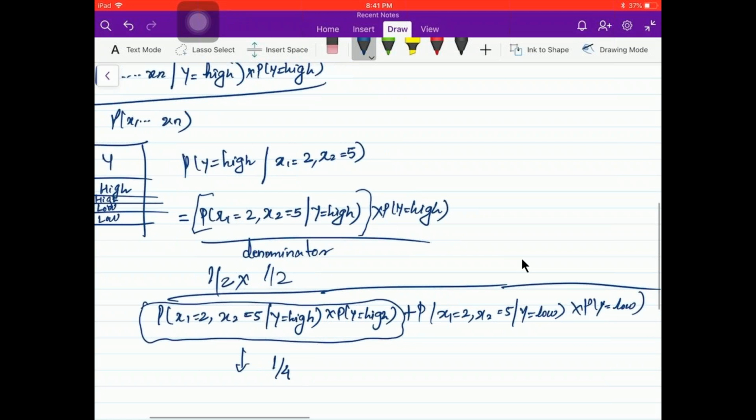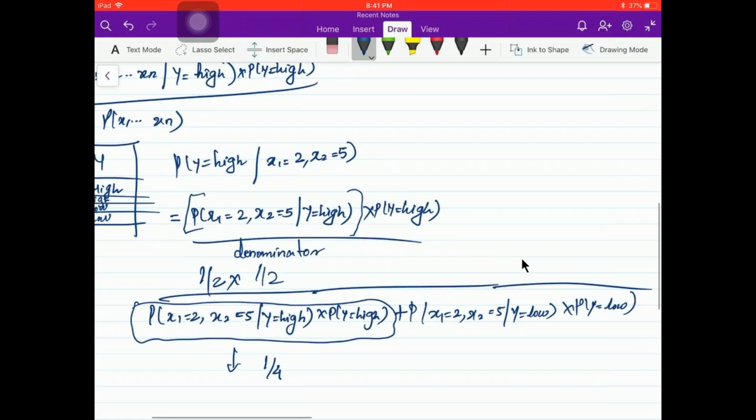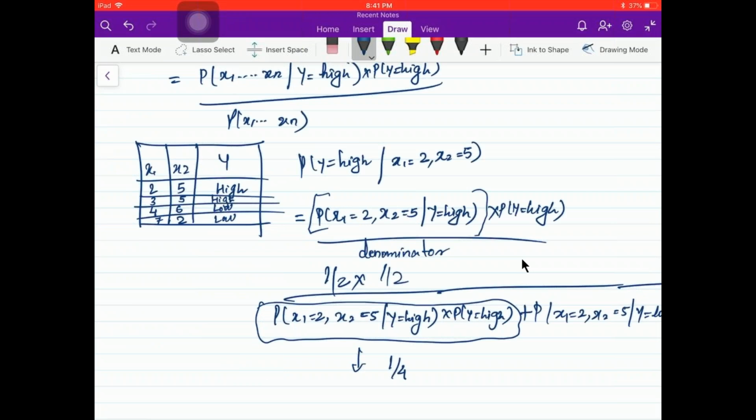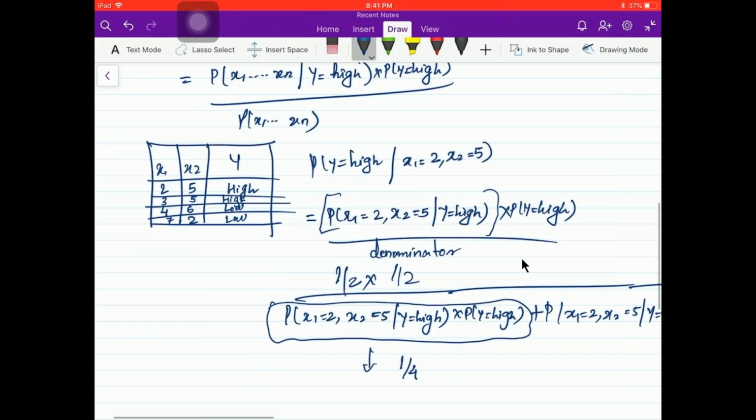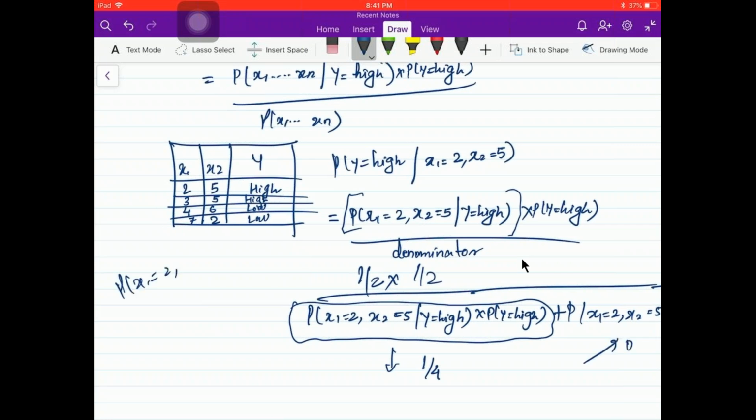Okay. Do you see x1 equal to 2 and x2 equal to 5 and y equal to low anywhere on the left side of the table? No, what I'm saying is, what is the probability of x1 equal to 2 and x2 equal to 5 when y equal to low? It is 0, because you never see any occurrence of x1 equal to 2 and x2 equal to 5 when y equal to low. So this is 0. So what is 1 by 4 divided by 1 by 4?